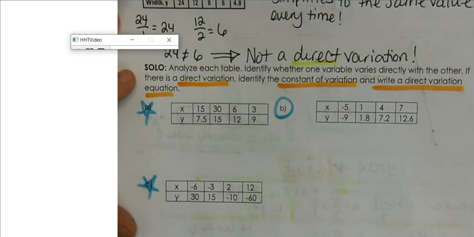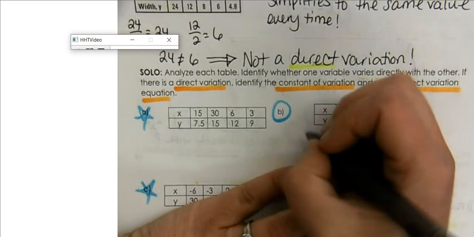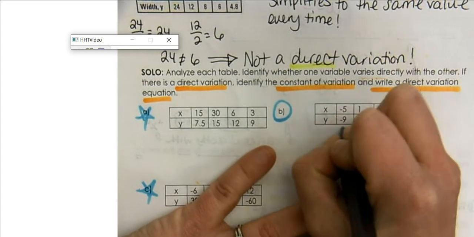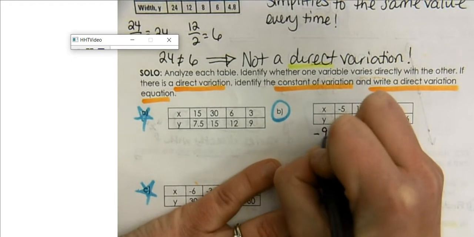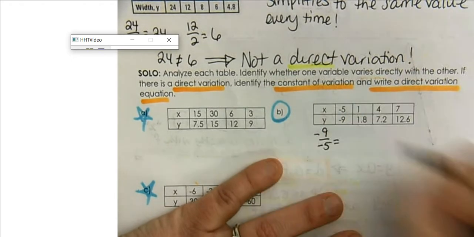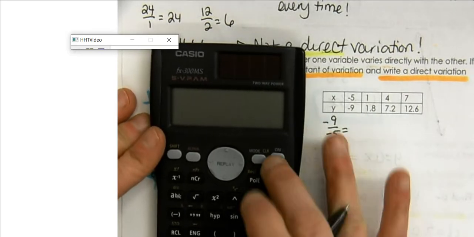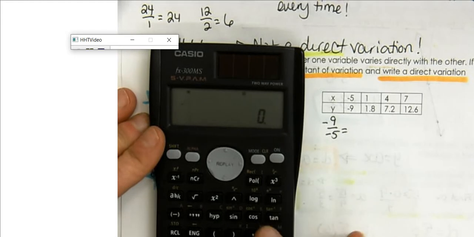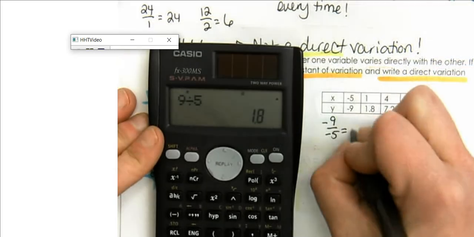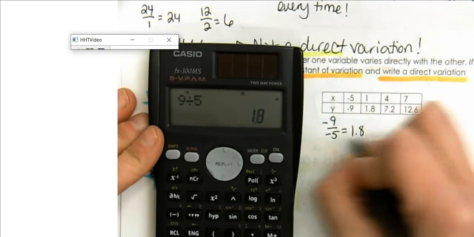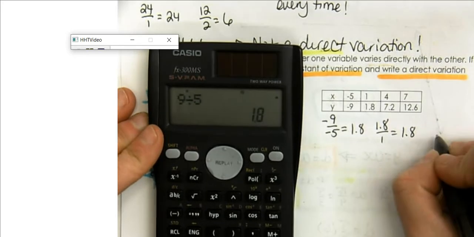Now, letter B, obviously I want to do this one because it's going to work out. So let's go ahead and analyze it. What I see in this problem is I'm going to test every single y divided by x. I'm going to go -9 divided by -5. And if you have just a basic old calculator with you, you can see what that value simplifies to be. -9 divided by -5 is going to equal 1.8. So now I'm going to check the next one. 1.8 divided by 1, that equals 1.8.